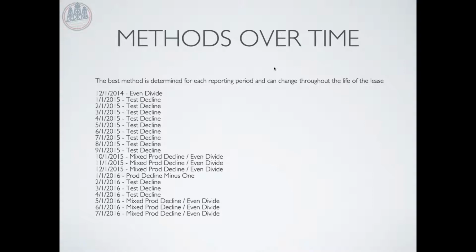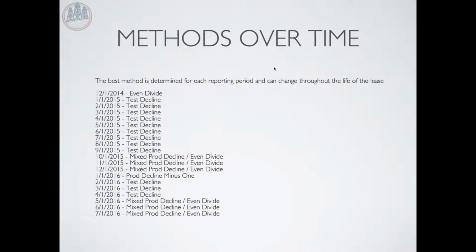So you might have things that start off with an even divide, and then it turns to a test decline method, because all of the wells now have test decline. But then you can see whenever we come into October of 15, we had to change it. We had new wells come online, and so we no longer had test data for that. This one looks like we had multiple wells come online, and so we had to use the mixed production decline / even divide method for 3 months. What happened was we then established a decline model for each of those new wells. And then it looks like in January of 16 we had a new well come online as well. And then at February, all of the wells producing were back to having test data.